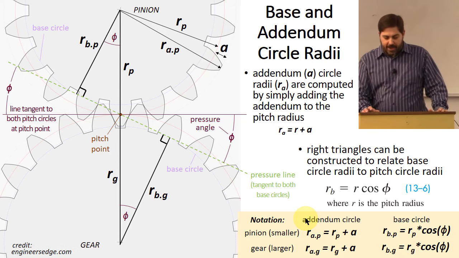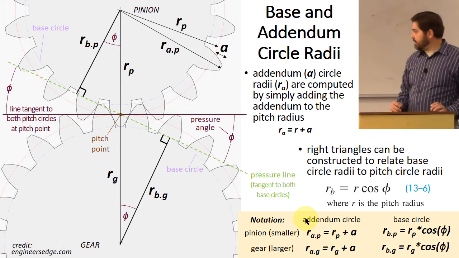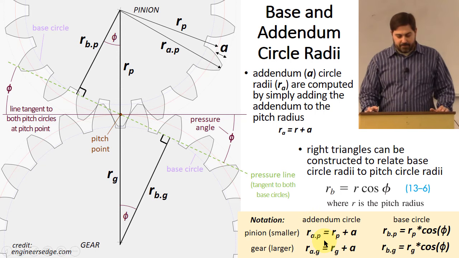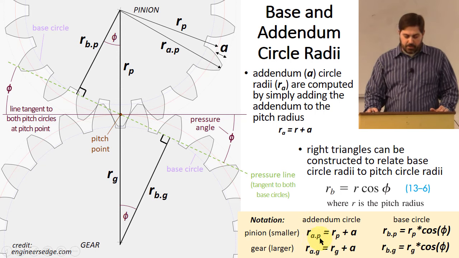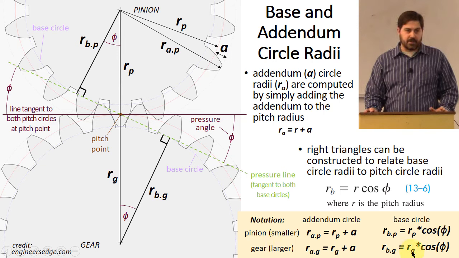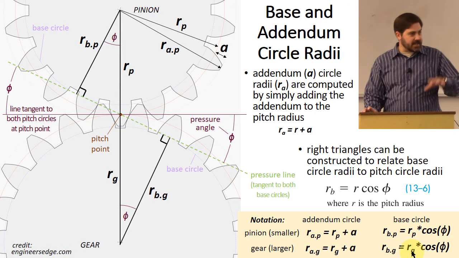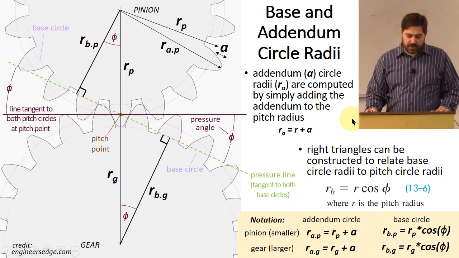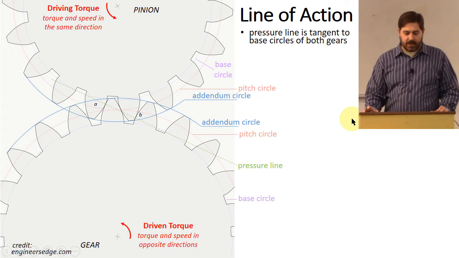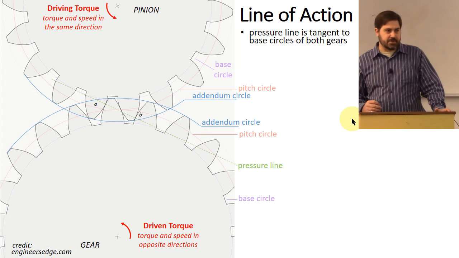Now if we want to calculate these things, we can get them with the addendum circle for the pinion being just this sum, or the base circle of the pinion being this r sub p times the cosine of phi. Similarly for the gear, the larger one, that's how they work. I'm just trying to set the basis of this because we're going to need to use some of these parameters in just a second. This is where it gets really interesting right here.